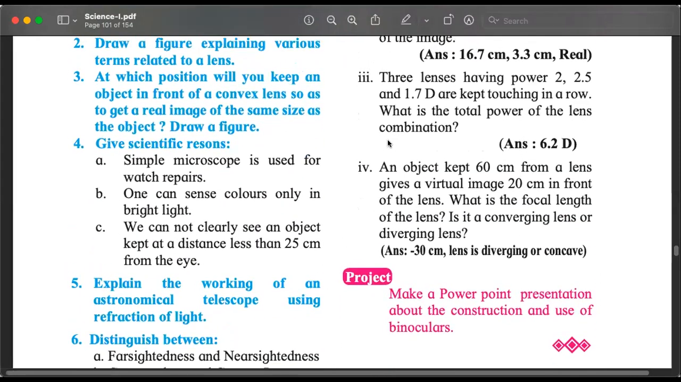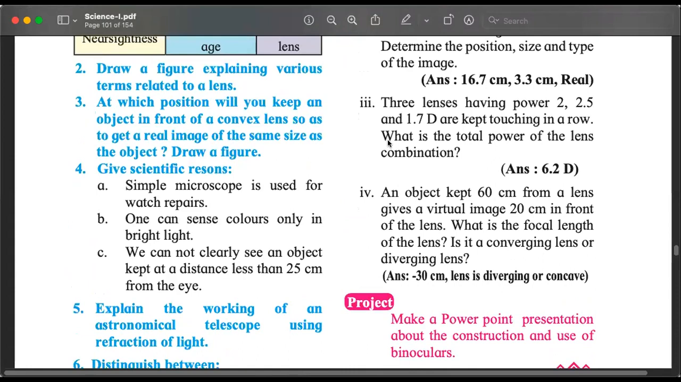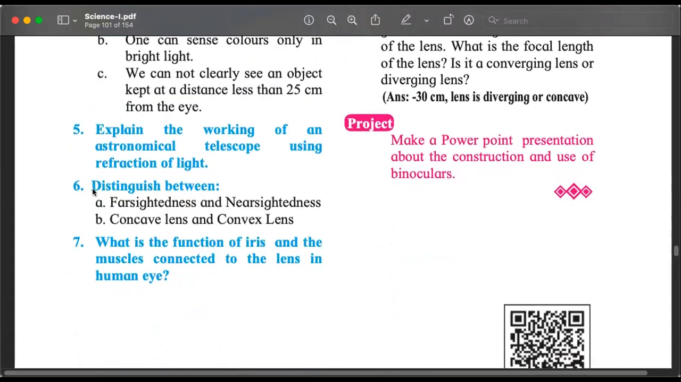So your homework will be question number 2, question number 3, question number 6B, and please, for your own sake, draw all the 8 ray diagrams for formation of image. 6 for convex lens, 2 for concave lens. That is it.